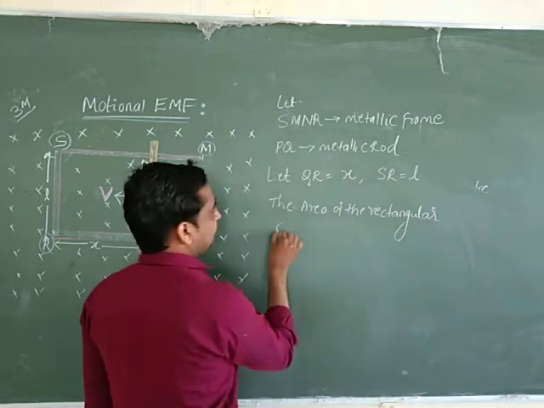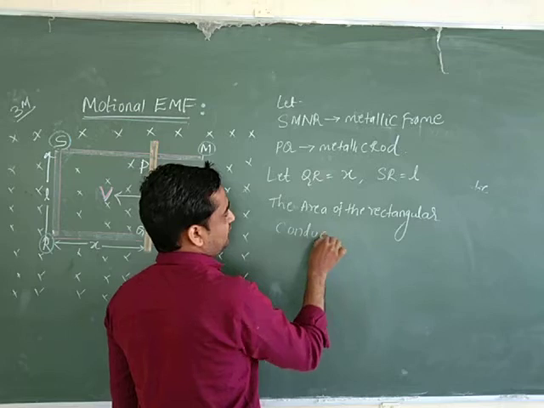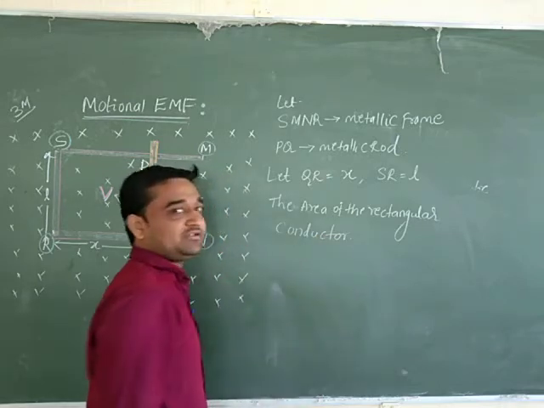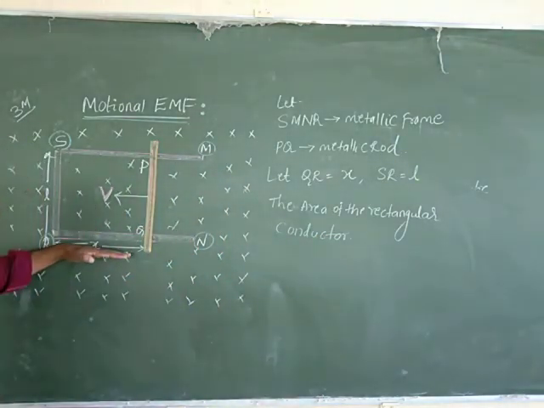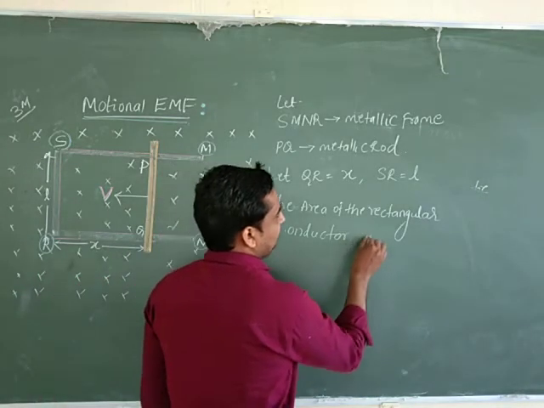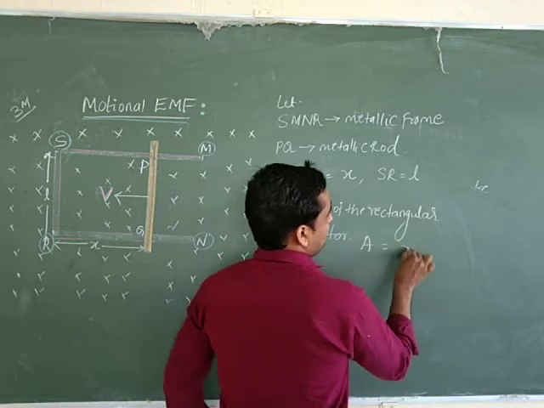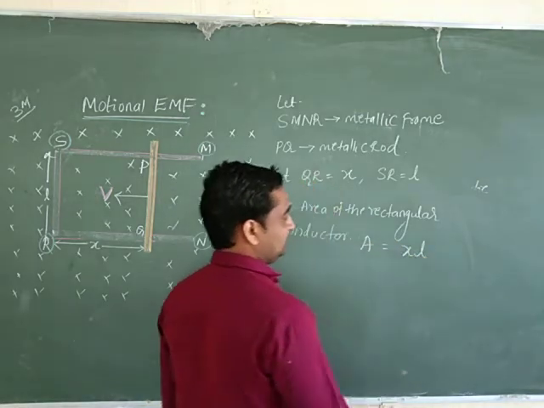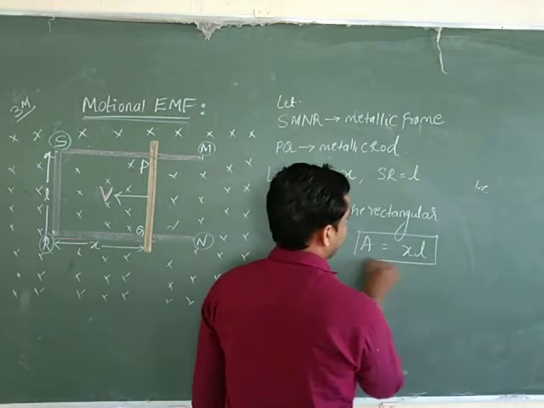The area of the rectangular conductor now becomes what here? Rectangular length into breadth, so x into L. Therefore, the area of the rectangular conductor A is equal to x into L, or L into x. So this is one of the points we have derived here.